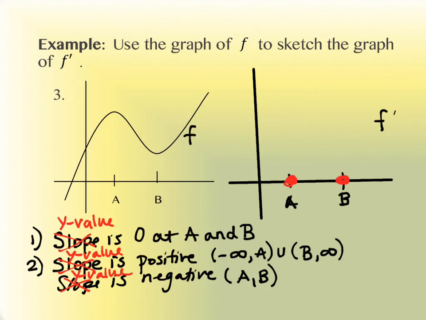Now step number 2 talks about the y value being positive. What does the y value being positive mean for a graph? Yeah, it's above the x-axis, right? Positive y values are above, negative y values are below. So I should have positive values for the left-hand side before A and for the right-hand side after A. So what's it going to look like? Yeah, on the edges anyway, we know it's going to be looking like a parabola.